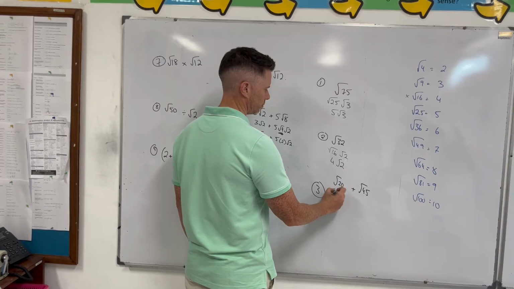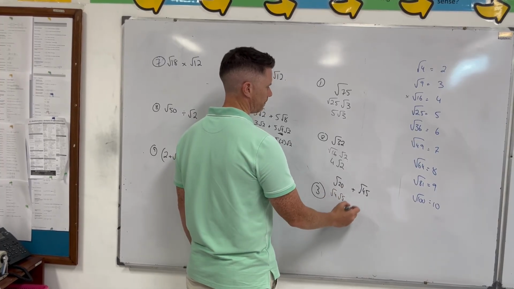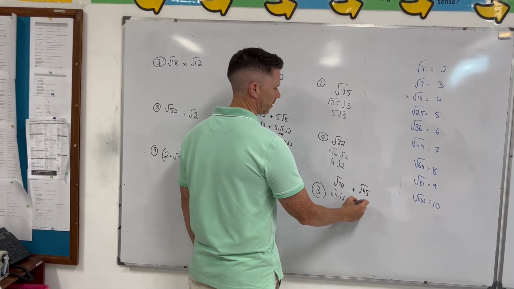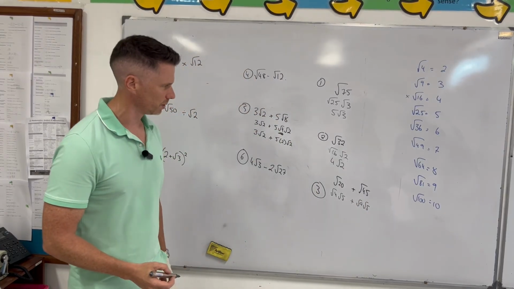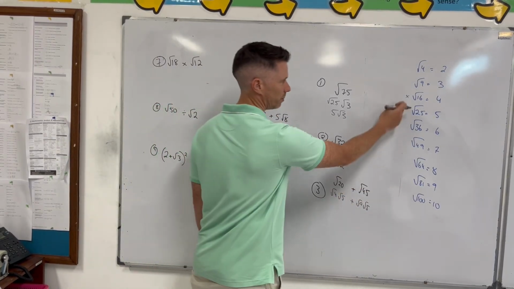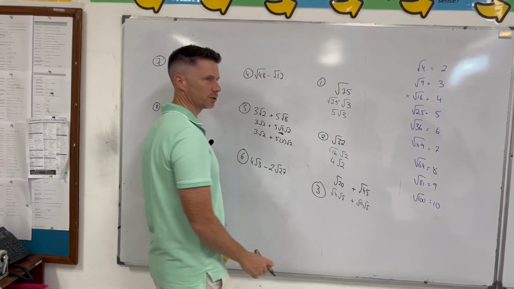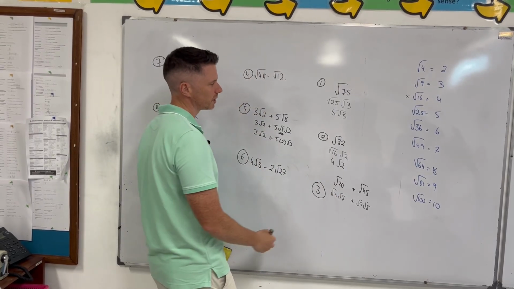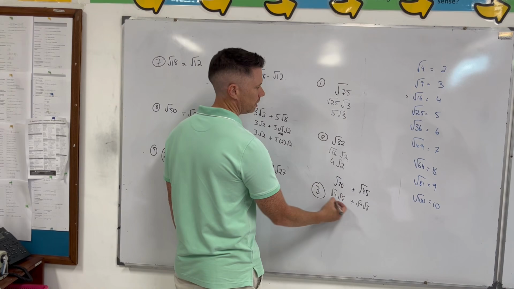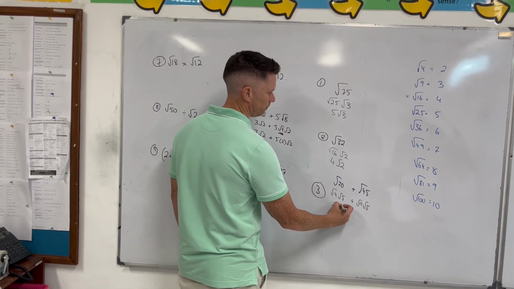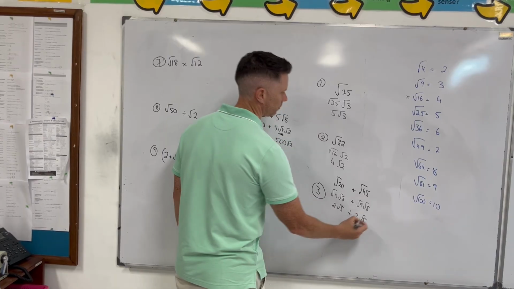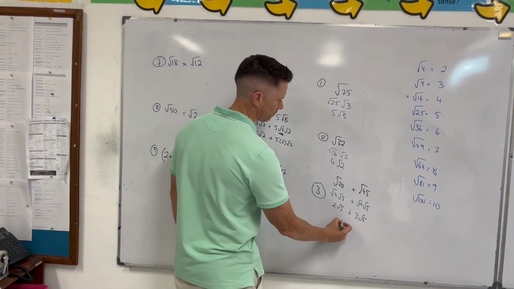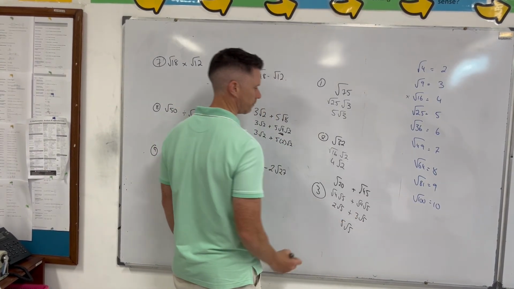Root 20 is root 4 times root 5. And root 45 is root 9 times root 5. Notice the way I put the larger number, not the larger number, this number at the front, because that's the one that's going to be square rooted. You can put it the other way around and you get the same answer. It just looks a bit neater this way. Root 4 is 2, so that's 2 root 5s. Root 9 is 3, so that's 3 root 5s. So together there are 5 root 5s. And you write just 5 root 5.